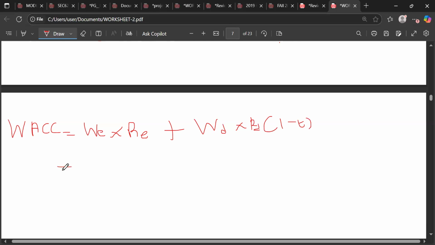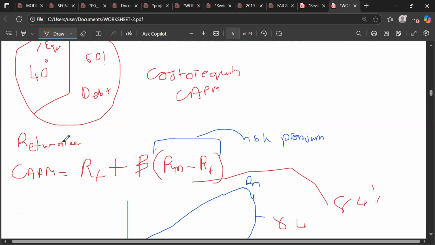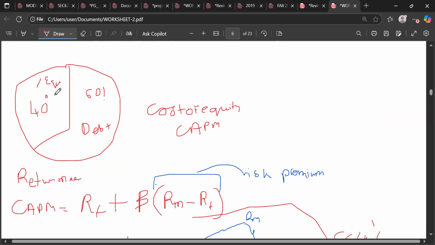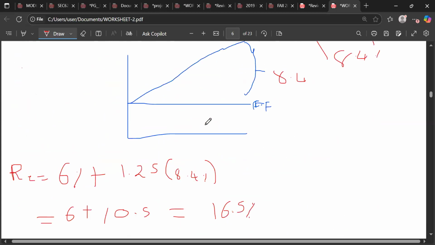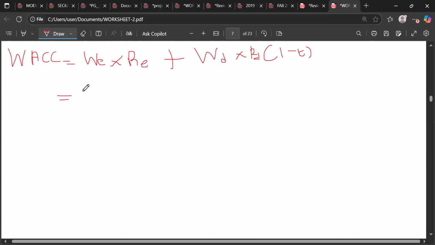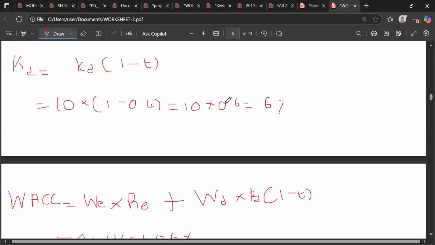So in this case, let's go back to what I drew here. I told us initially that equity is 40%, which is 0.4. So I'm saying 0.4 times the return on equity, which was 16.5, plus the weight on debt, which is now 0.6, times the return on debt after tax, which we find at 6% here.